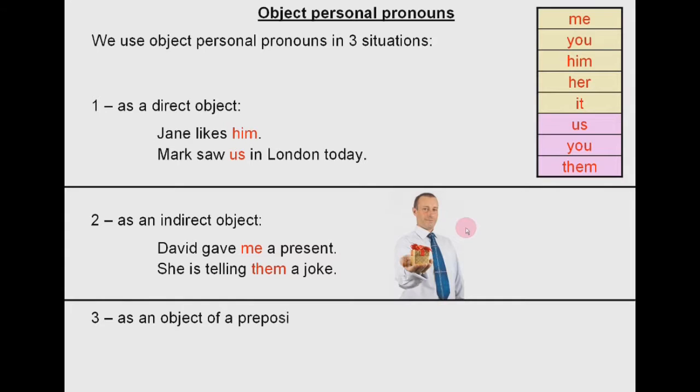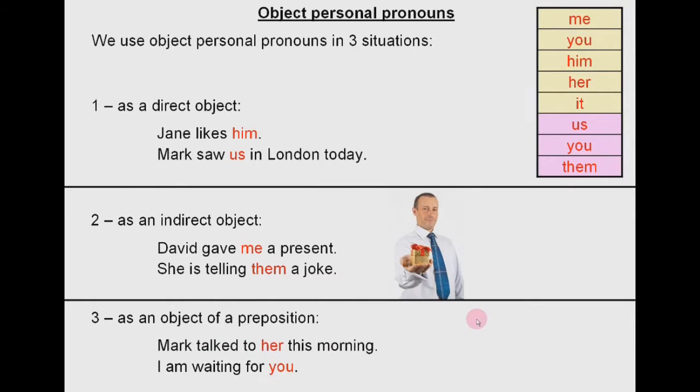And finally, as an object of a preposition. Example, Mark talked to her this morning. I am waiting for you. So the preposition is the word to and for. Okay? And so her is the object of the preposition to. Talked to her. Okay?